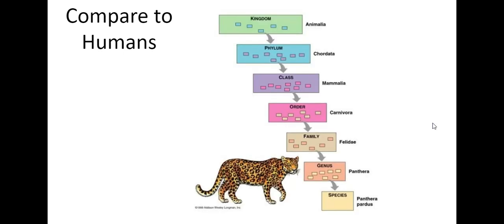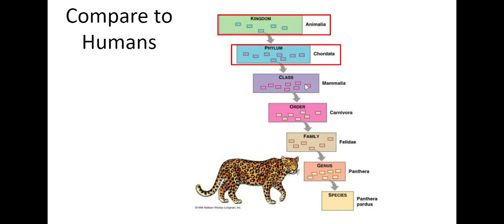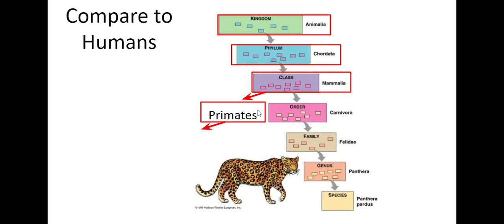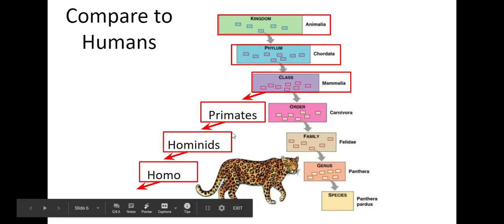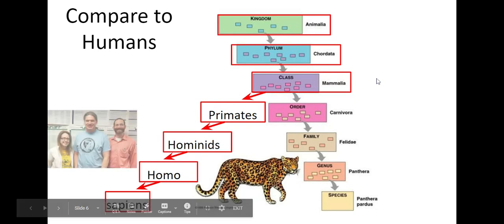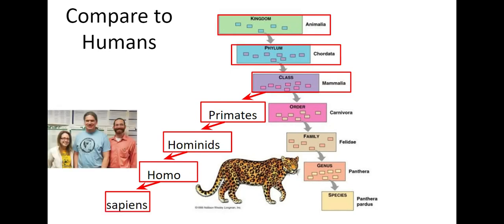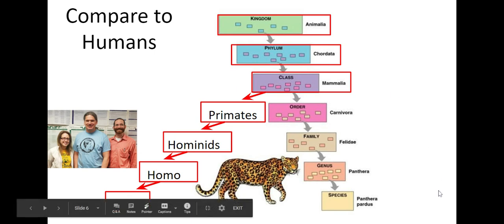Let's compare two organisms now. So let's compare our Panthera pardus to humans. Here it is again, without the dismembered Panthera pardus at the bottom. And we are animals. We are animals with a spine, and we are mammals. We are not carnivores, however. So we are primates. We are hominids. We are going to be the same humanoid creatures, and we think. So we're called Homo sapiens. Notice sapiens is lowercase. We'll continue on to the next video here because I'm out of time.